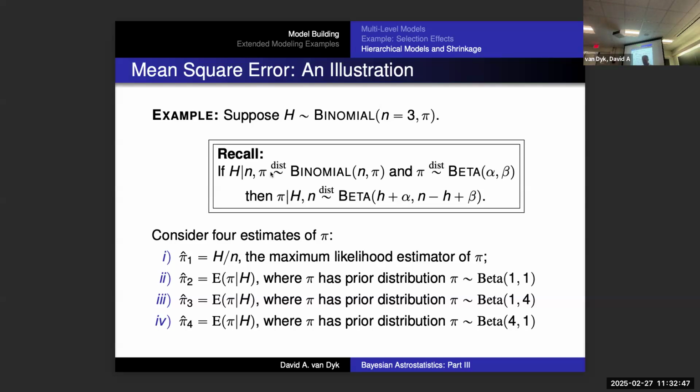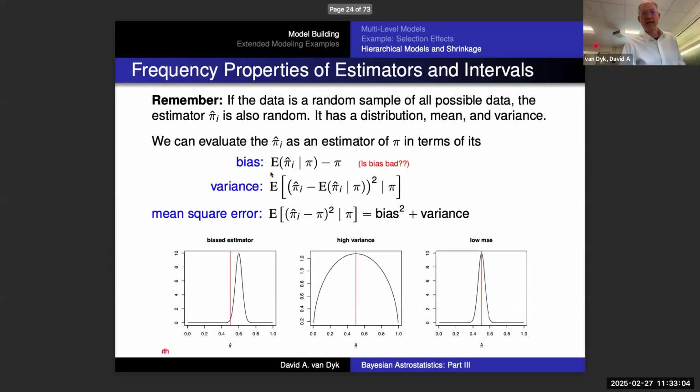If I want to know the probability of success, I've observed n objects. How many of them? In this case, it was 3. How many of them had a hardness ratio, were hard sources, I should say, and just look at the proportion, H over N. Okay, and so I want to compare those things, and I can do that.